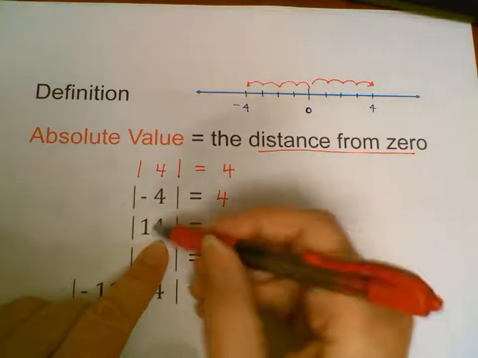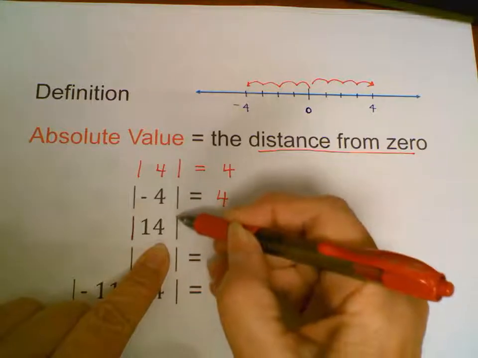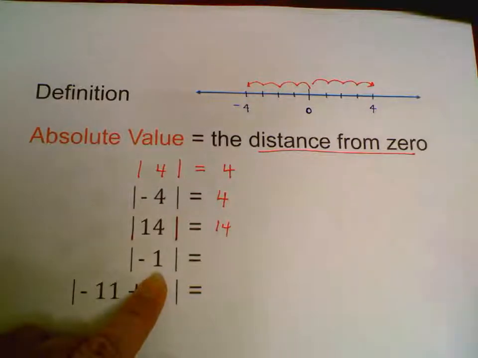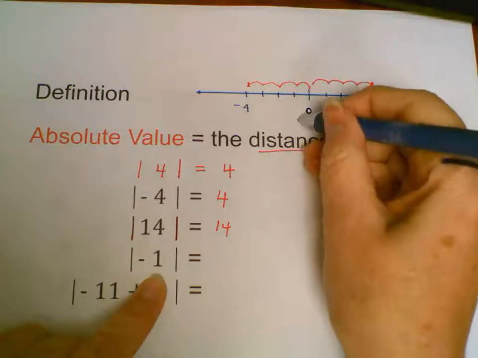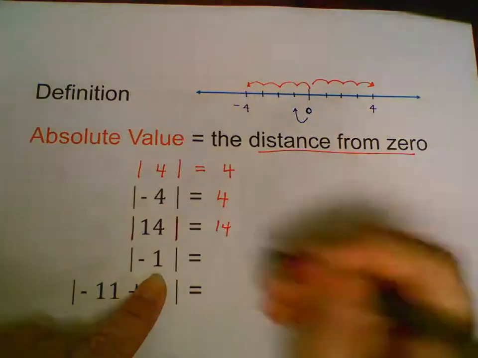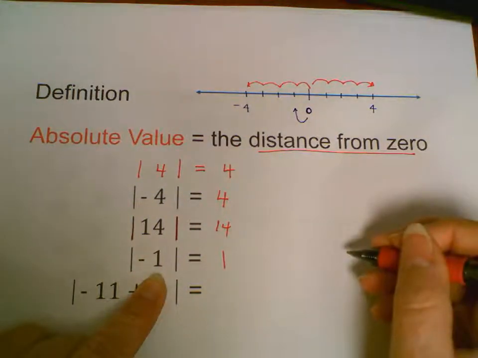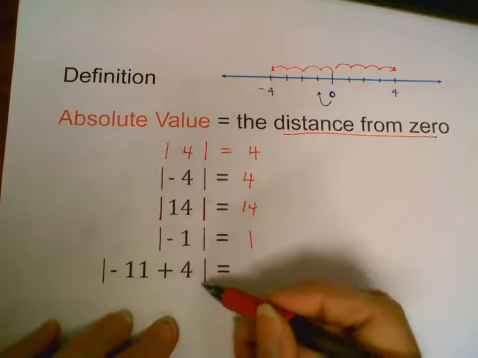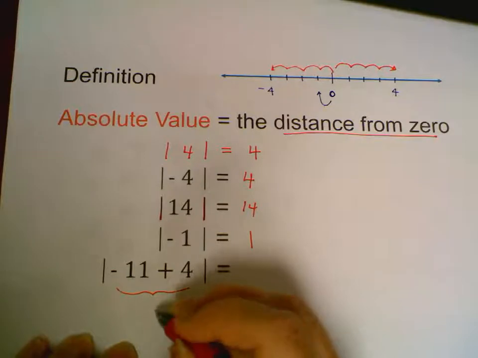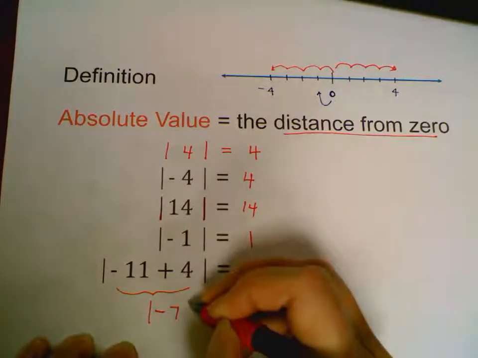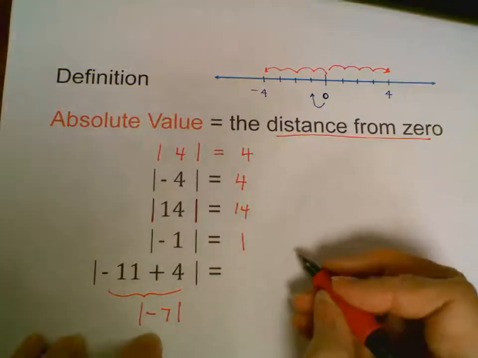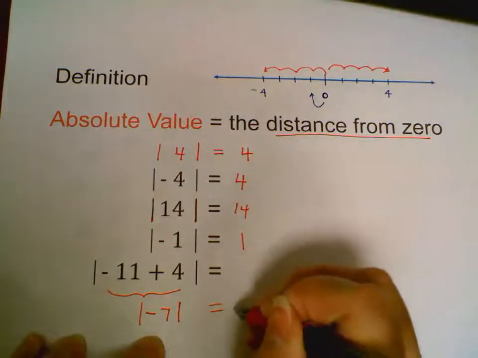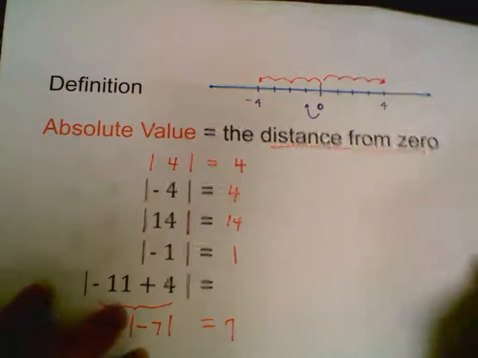How far is 14 away? These bars mean absolute value. It's 14 spaces away. How far is -1 from 0? 1 space away. Even though we went backwards, it was 1 space we went. How far is -11 plus 4 from 0? Well, you must work what's inside the absolute value bars first. It's -7. And -7 is 7 spaces away from 0.